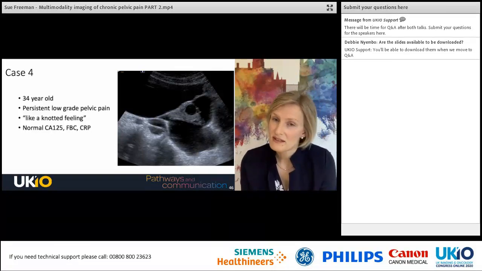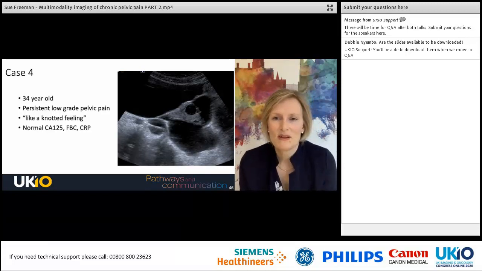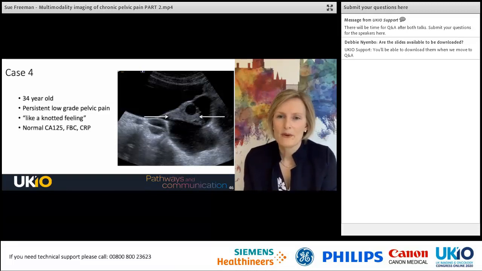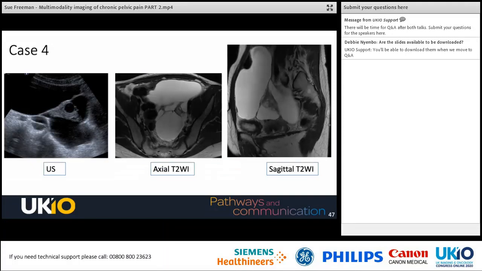This measures 15 centimetres and it shows some internal complexity with septations, and it shows a solid nodule with associated vascularity on Doppler imaging. So she went on to have an MRI to characterise this further, and the MRI confirmed a large pelvic cystic lesion. It's predominantly on the left side and extends up into the left iliac fossa. And within the cyst, again, we can see these septations.